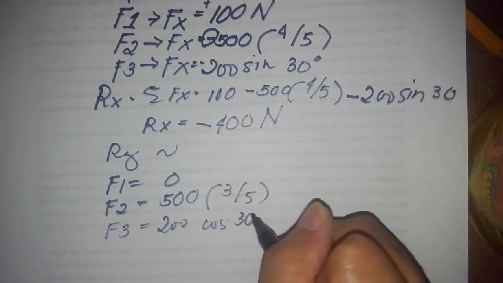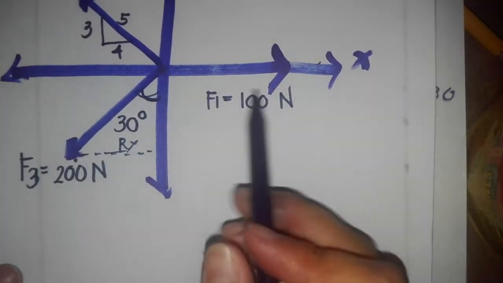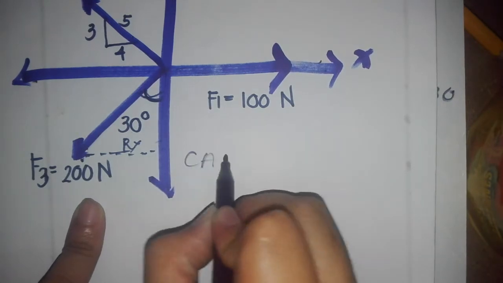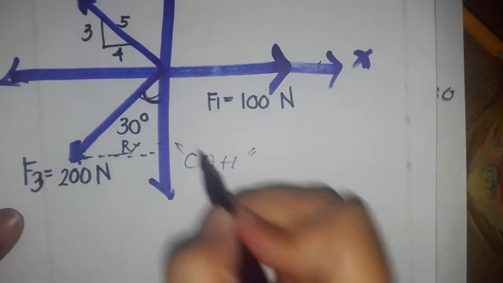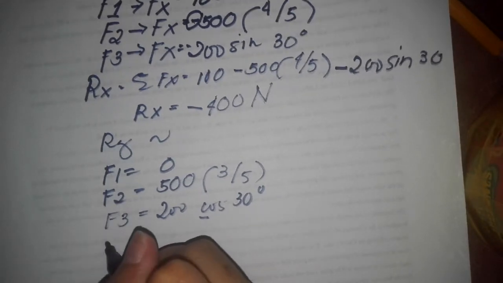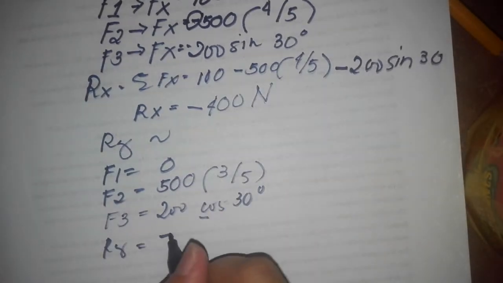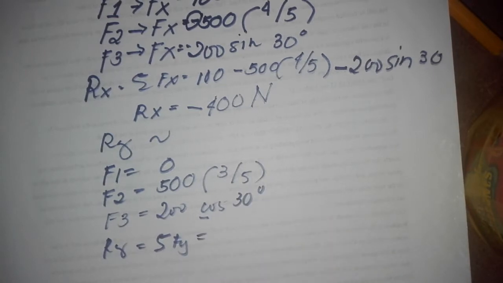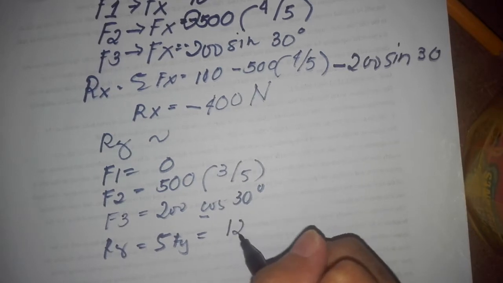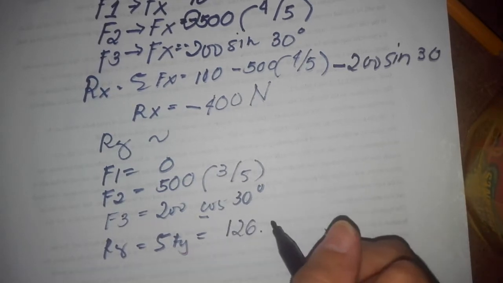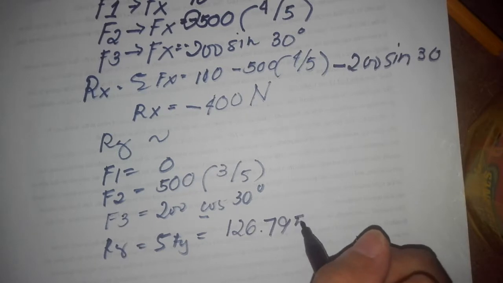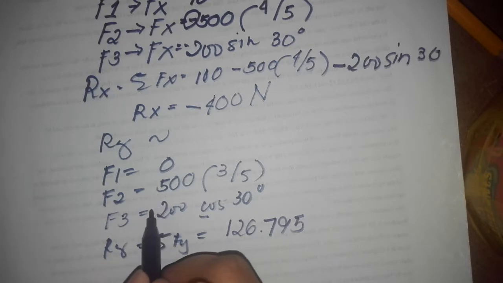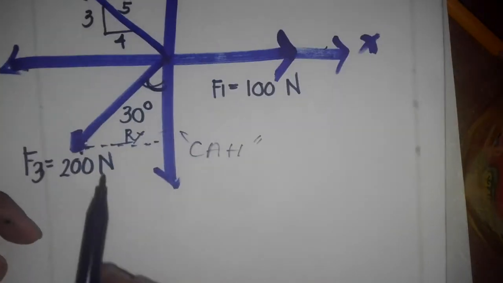cosine 30 degrees. Why cosine? Since we have the hypotenuse, the angle, and we need the adjacent, therefore we use the CAH from SOHCAHTOA. We could then compute for Ry by summation of forces y, which will then be equal to 126.795. By the way, you should also remember that this is negative since the third force is negative.